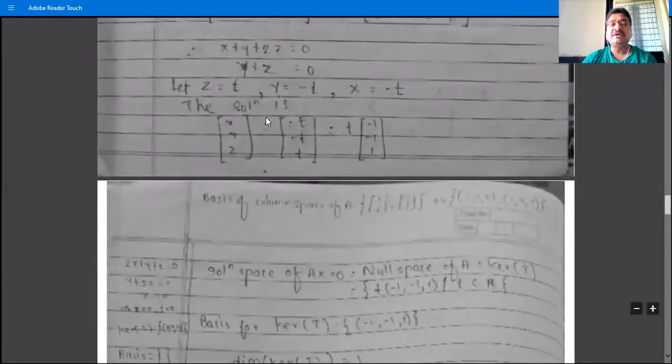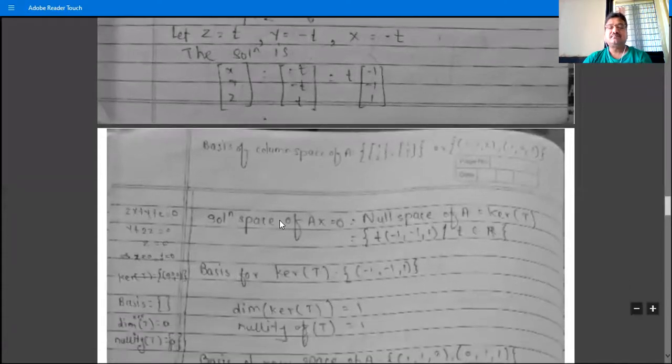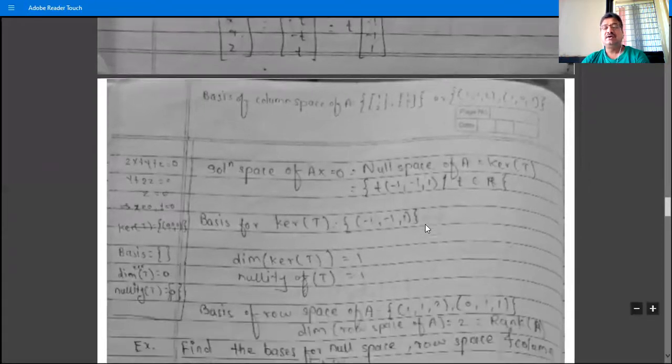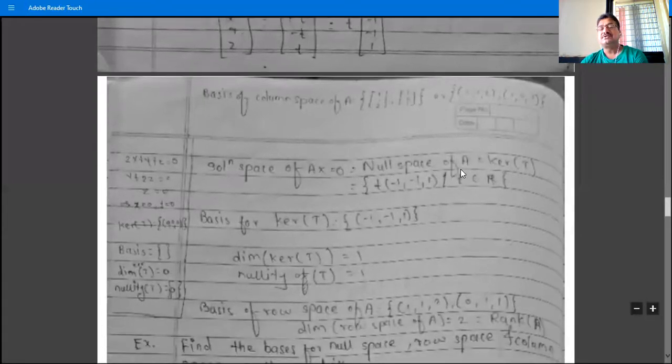Therefore the solution of the system in matrix form is the column matrix x y z equal to minus t, minus t, t. Taking t as common, we have the column matrix -1 -1 1. So the solution space of the system Ax equal to 0 is the null space of the matrix A. The solution space of Ax equal to 0 is nothing but the null space of A, and null space of A is equal to kernel of T.